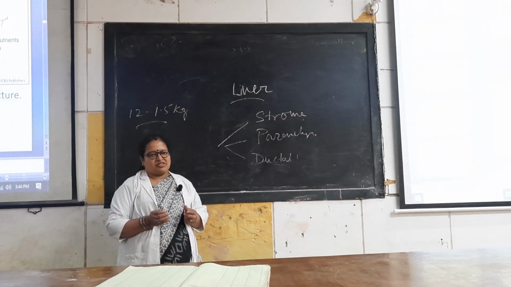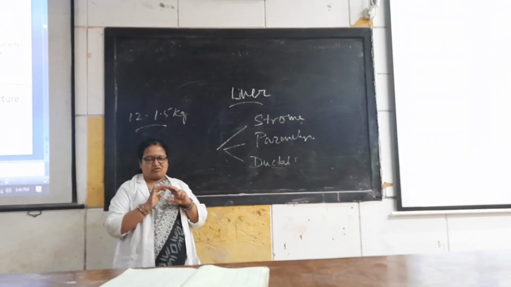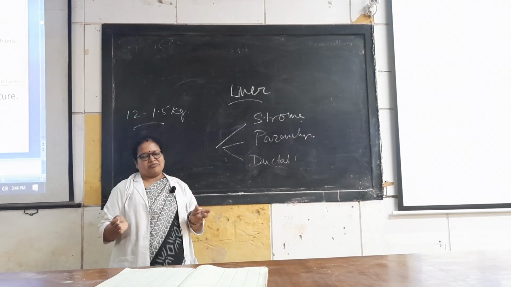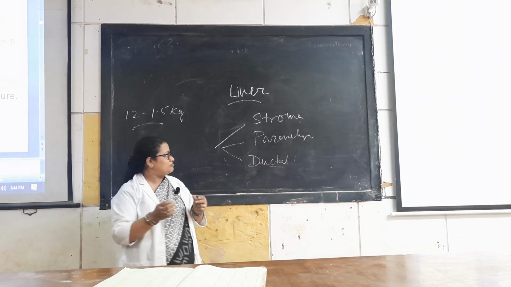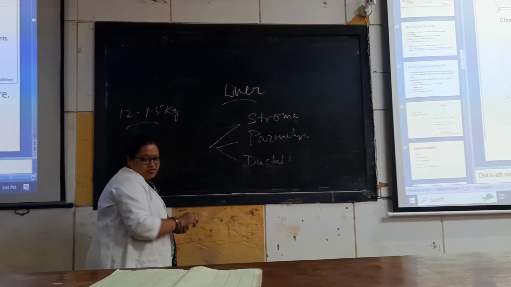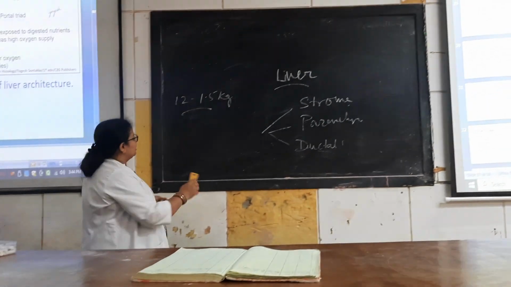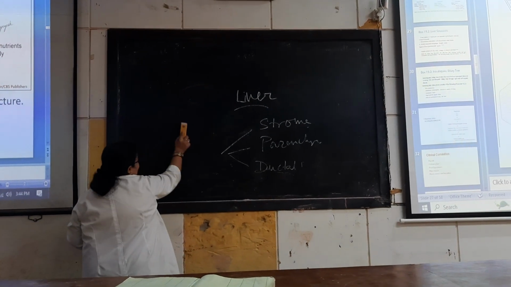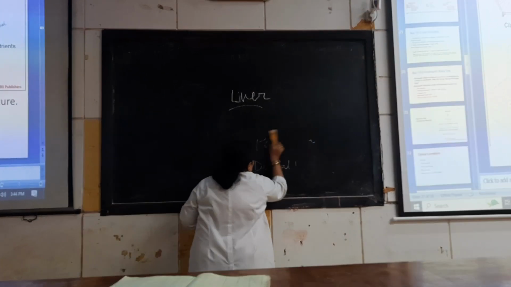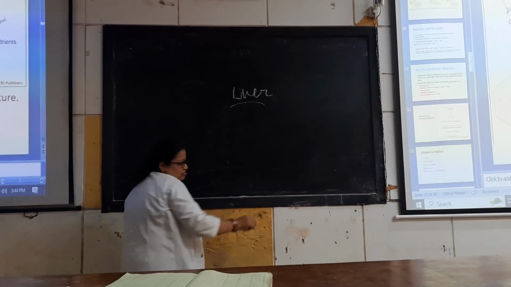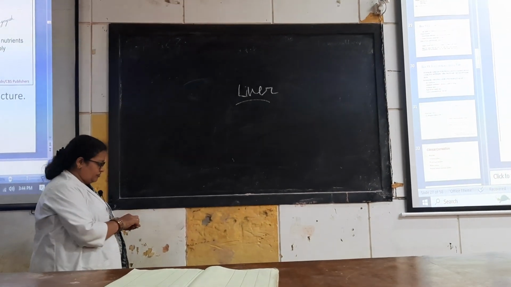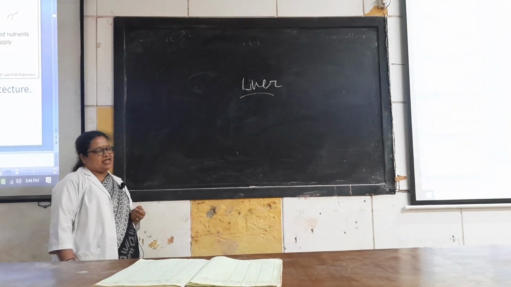Here, the stromal part of the liver is covered by a Glisson's capsule, which sends many connective tissue septa to divide the liver into lobes and lobules. And the parenchyma of the liver is made up of hepatic lobules.